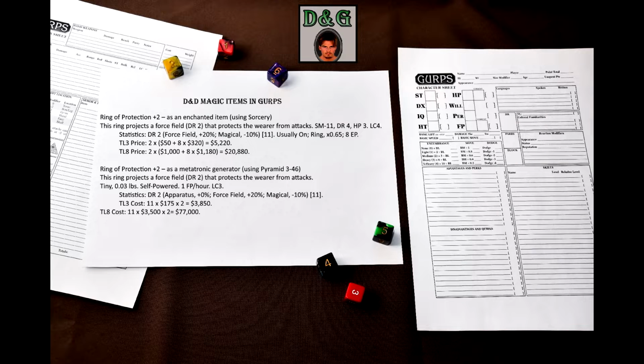Let's take a look at one D&D item made with Sorcerer's Enchantment and Metatronic generators. I think the Ring of Protection is a simple item that would show the difference. Technically speaking, the Metatronic generator version of the ring should not cost FP to use. Usually on sorcery items drain 1 FP per hour, and I think that's fair.